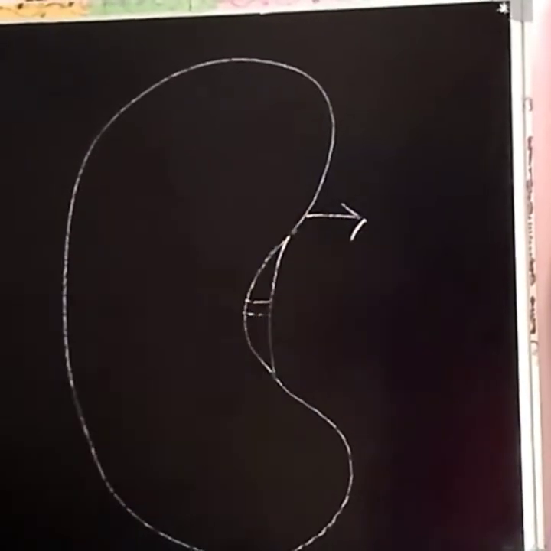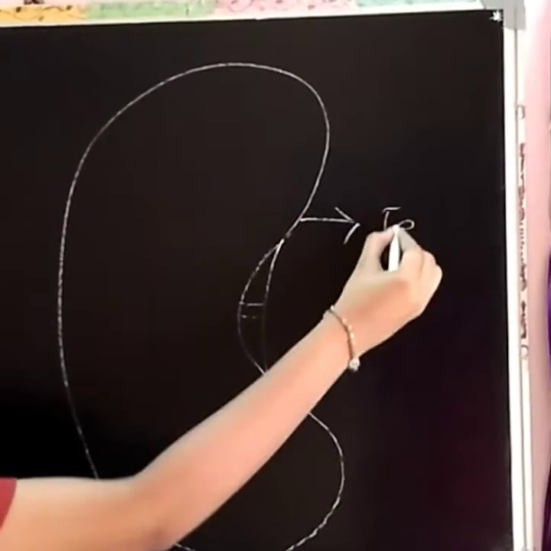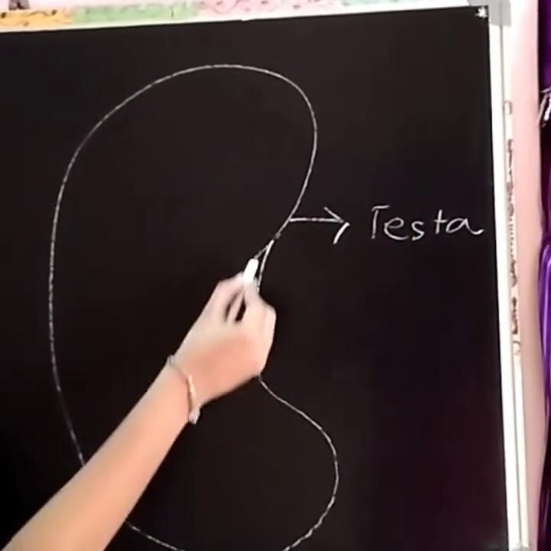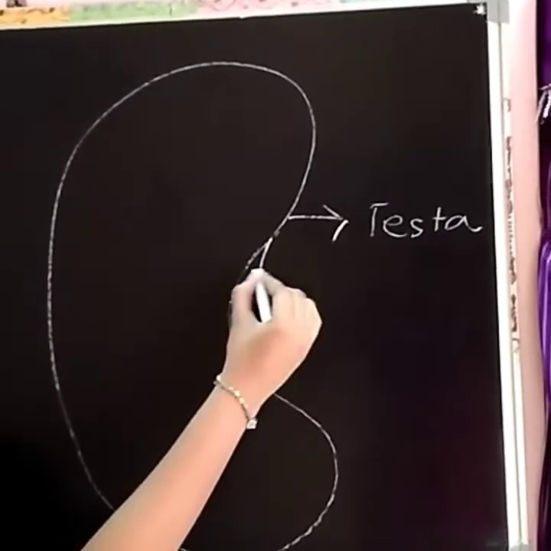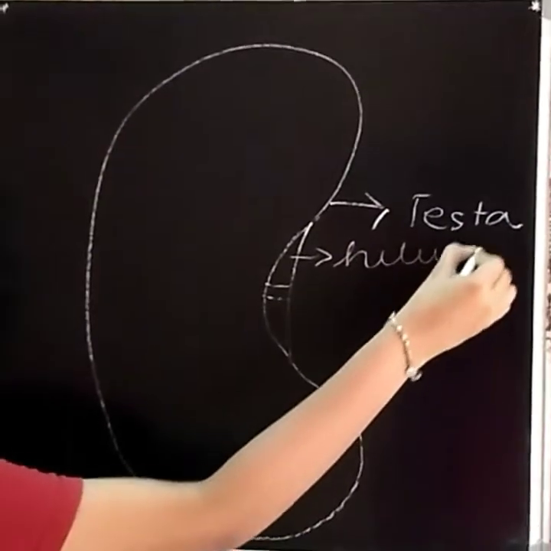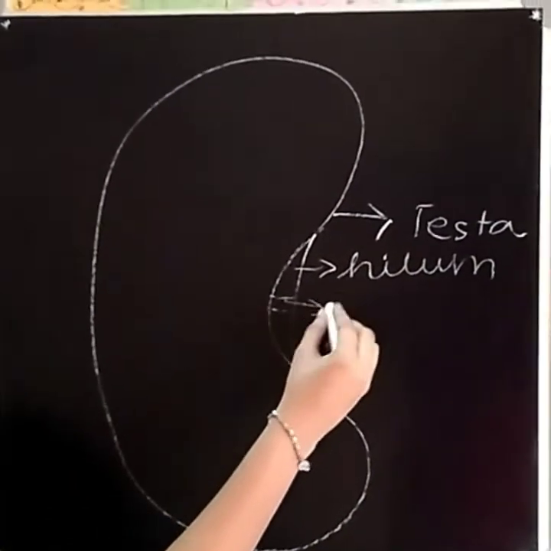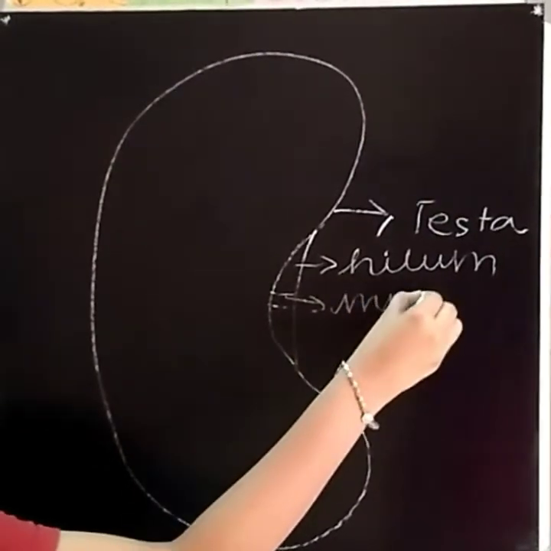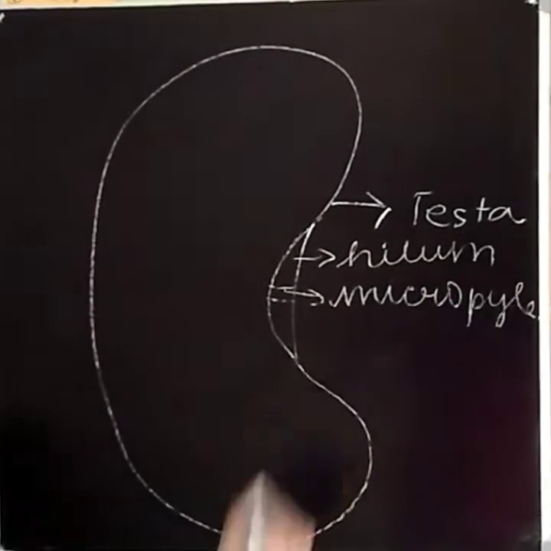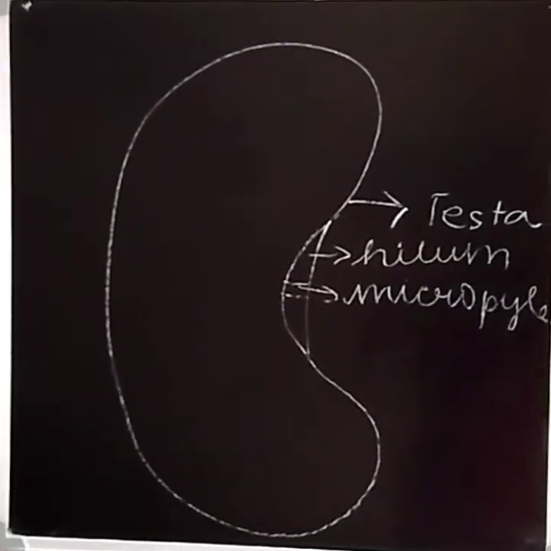As the protective coat for the seed is testa, and the small whitish opening is hilum, and this tube is called micropyle. Now let's go and learn them in detail.